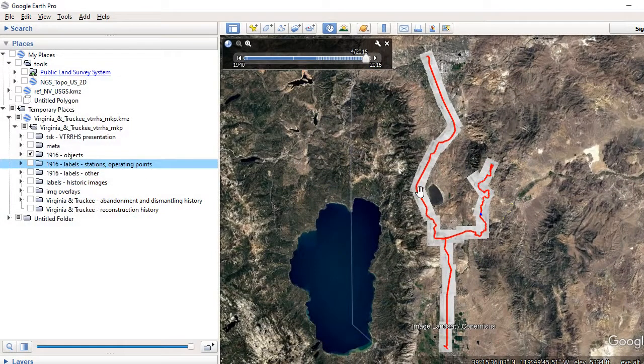Hi, this is Society member Doug Sperling, and I'm going to take about a half hour to discuss Google Earth and how you can use that tool to look at and understand a little bit of historic map imagery. In particular, in this case, historic map imagery related to Virginia and Truckee.